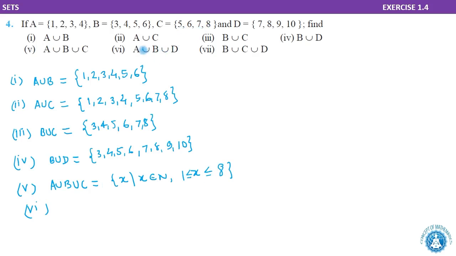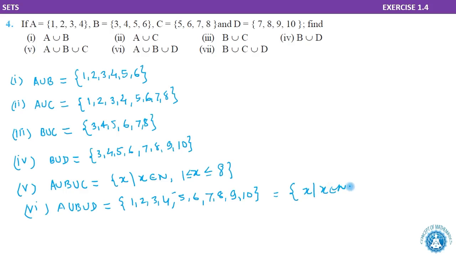And next is the union of A, B and D. A will have 1, 2, 3, 4. B will have 5 and 6, and D will have 7, 8, 9, 10. So we can write it in set filter form also: x belongs to natural numbers and it will be from 1 to 10.